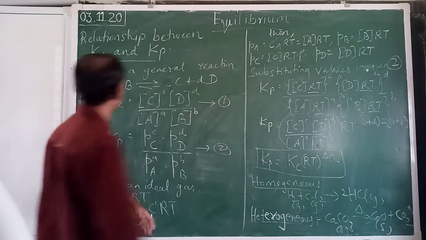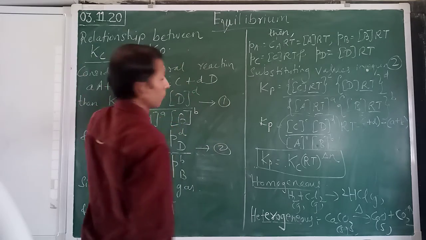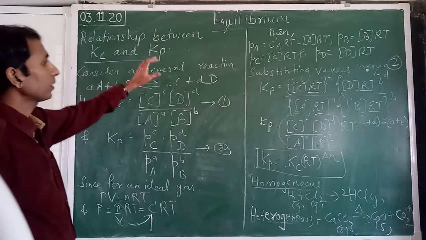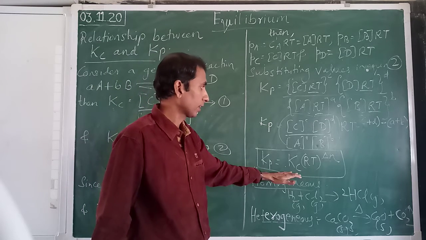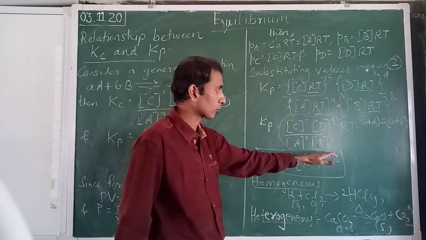These are nothing but equilibrium constants for the reaction. So the Kc and Kp relation we get in the last step: Kp is equal to Kc multiplied by RT raised to delta n.